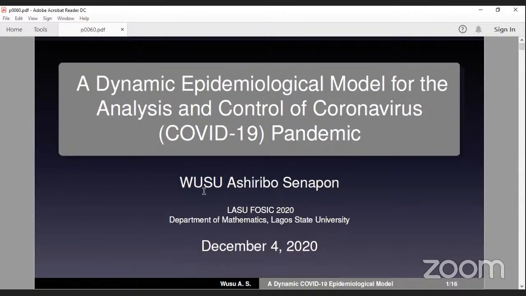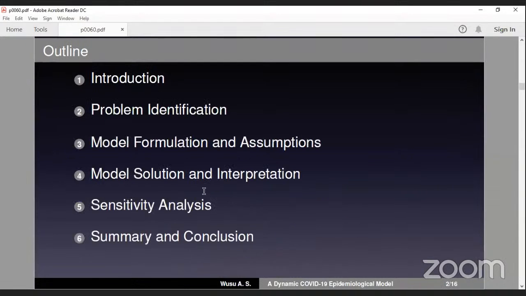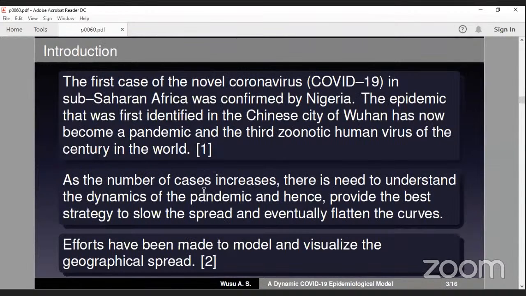Good morning, everybody. My name is Wusu Ashiribo Senapon of the Department of Mathematics, Lagos State University. I'm presenting a work titled A Dynamic Epidemiological Model for the Analysis and Control of Coronavirus Pandemic. A glance through the outline, we have the intro, the problem identification, the model formulation and assumptions, the model solution and interpretation, sensitivity analysis, summary and conclusion, then the references.